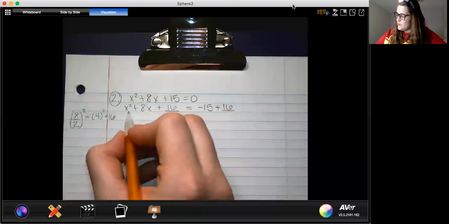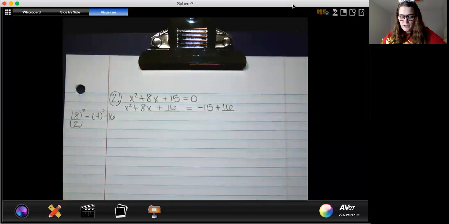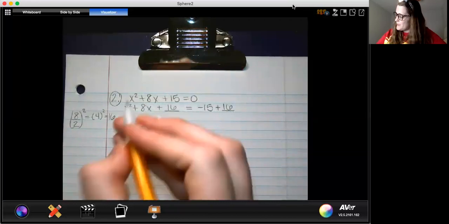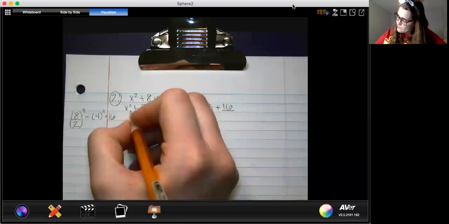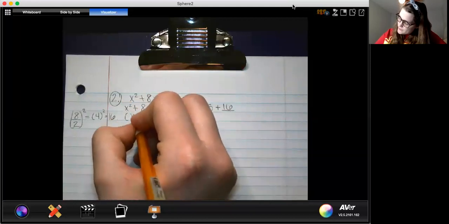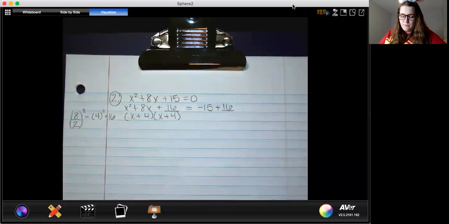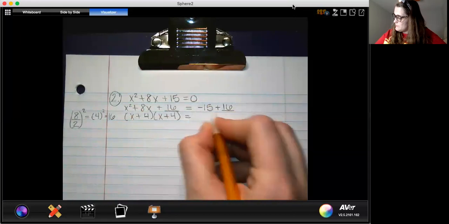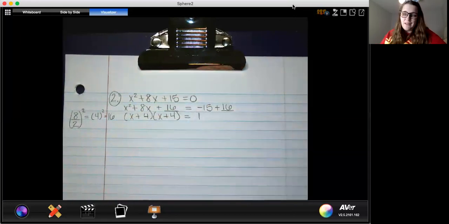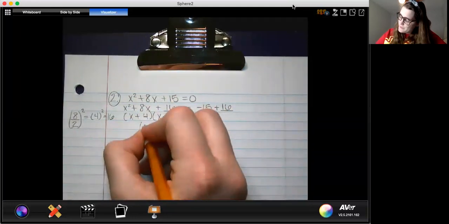From here, we're going to factor and we're going to combine like terms according to step 4. Now, I need factors of 16 that add to 8. Well, that's going to be x plus 4, x plus 4, and that's going to be equal to positive 1. Now, in order for this method to work, we're going to have to write this quantity squared.